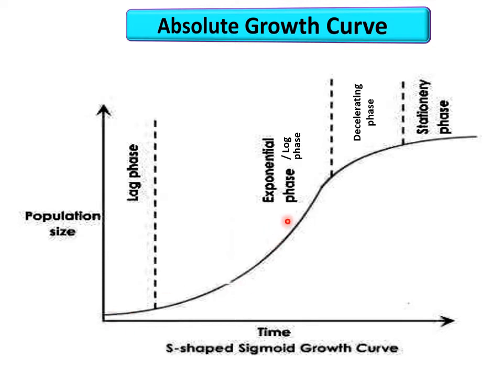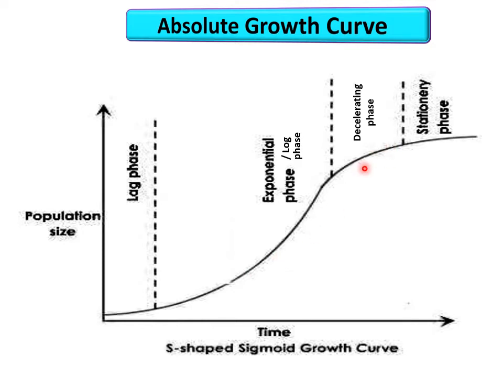For the exponential phase or log phase, growth is very rapid, exponential growth. The organism is well adapted to the environment because the condition is optimum. The factors are sufficient food, availability of space, and sufficient oxygen.